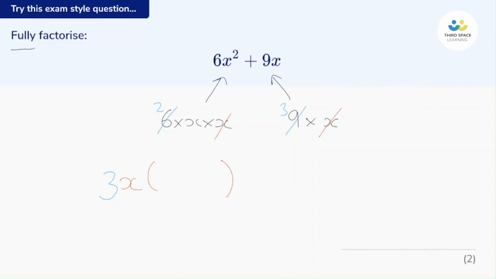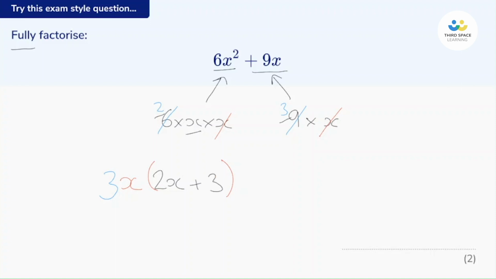Now, there isn't anything else I can do, so let's put this all together. 3x, open a bracket, and this first term here is going to be 2x, because 3x multiplied by 2x is 6x squared. And we can see that here, 2x. Let's look at the second term. Now 3x multiplied by something is positive 9x. Well, that's just going to be positive 3.